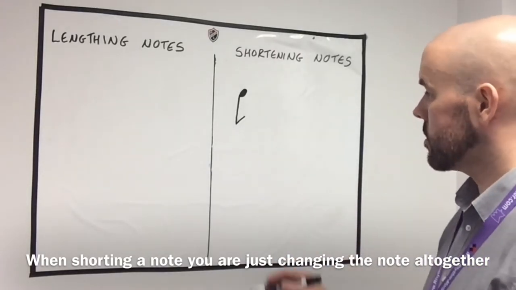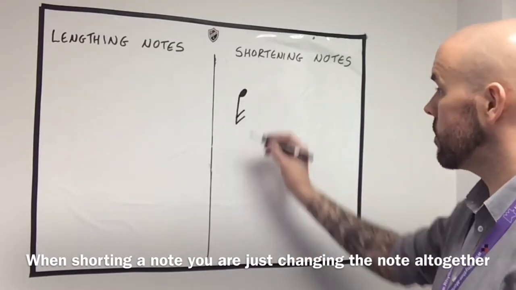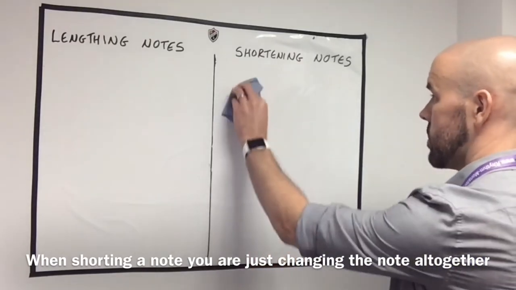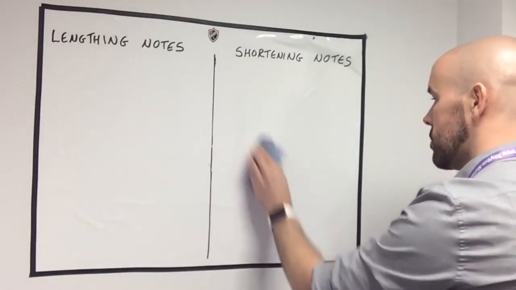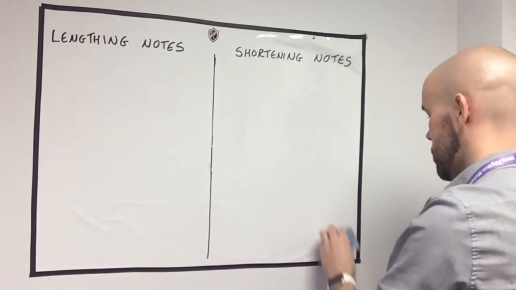If I wanted to play something even shorter, add a second tail, that's a semiquaver. I can add a third tail again, and it becomes a demisemiquaver. So certainly when I was learning theory, lengthening and shortening notes was a big thing.